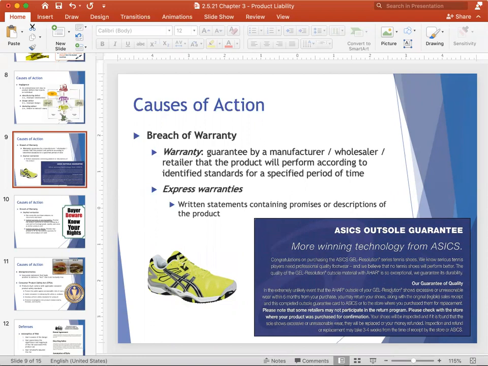So, in the case of a running shoe, if my running shoe blows out in a month, I'm going to be upset that I have to buy new running shoes. And so you could be injured by the product, but also you could experience economic loss if you need to replace the product because it didn't hold up as expected.